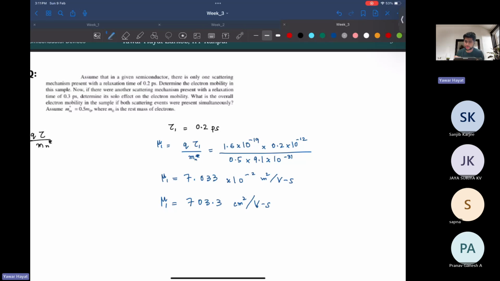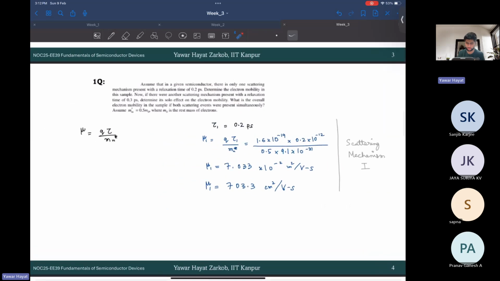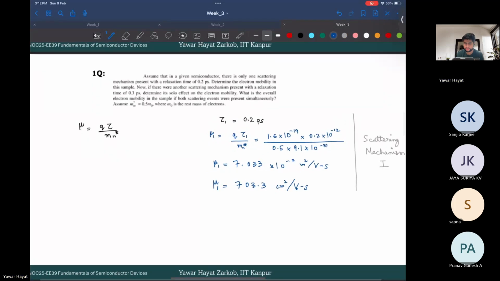So now this was corresponding to your first scattering mechanism, mechanism 1, right? But in the question, we also have another scattering mechanism. I'll name that scattering mechanism 2. So now let's compute the mobility corresponding to that. Firstly, we need to find its solo effect on mobility. How will we determine that? By treating it as an independent event, right? If you treat that as an independent event, what will be mu2?